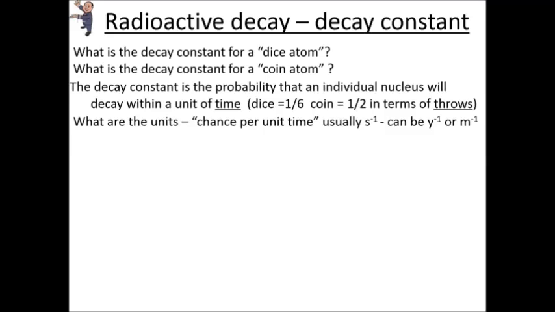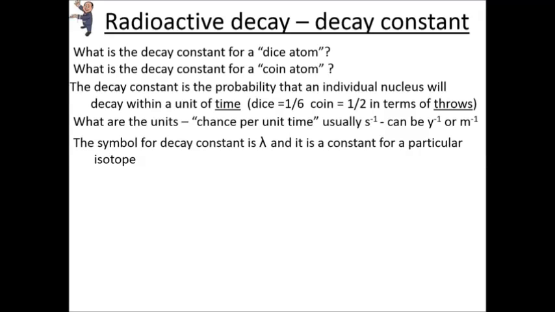So our coin and our dice atom does break down a little bit, but it does help us to understand a little bit. In terms of our units for this, we're going to have the decay constant as being measured in chance per unit time. Now this could be seconds, so the chance per second, or it might be years or minutes or even months. It's any unit of time. We're going to say that the decay constant is the chance in that particular unit of time that the nucleus would decay. It's got a symbol of lambda, obviously met before, and it's constant for a particular isotope.